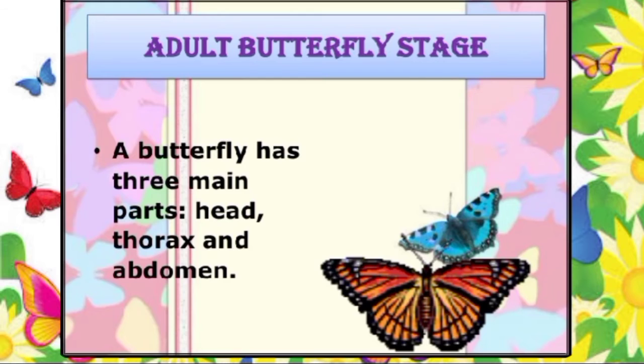Then the last stage is the adult butterfly stage. A butterfly has 3 main parts: head, thorax and abdomen. And the lifespan of most adult butterflies is about 2 to 3 weeks. But this can vary greatly among some species.